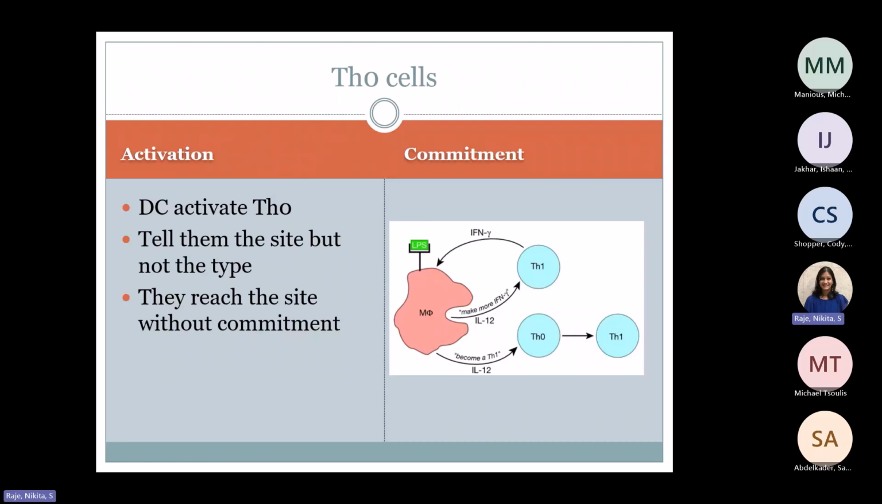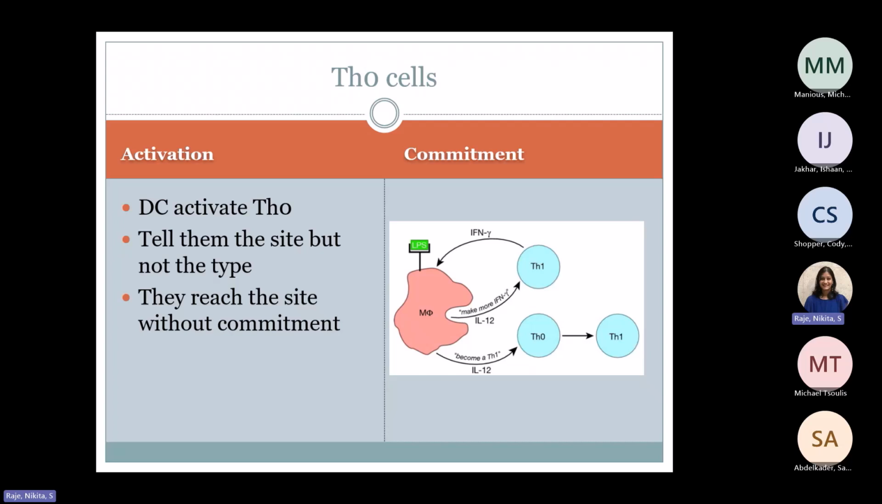Some uncommitted helper T cells can function in a little bit of a different way. So here, the dendritic cells will still act on these cells and activate them. They'll tell them where the infection is. Remember, two pieces of information that dendritic cell gives the helper T cells is where is the infection and what's the bug. In this case, it will inform the Th0 cells where the infection is, but not specifically give the information about what's the bug that's causing the infection. So these helper T cells will reach the site without being committed as Th1, Th2, or Th17 cells.